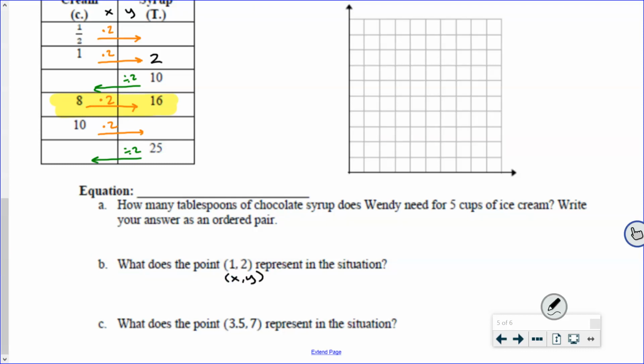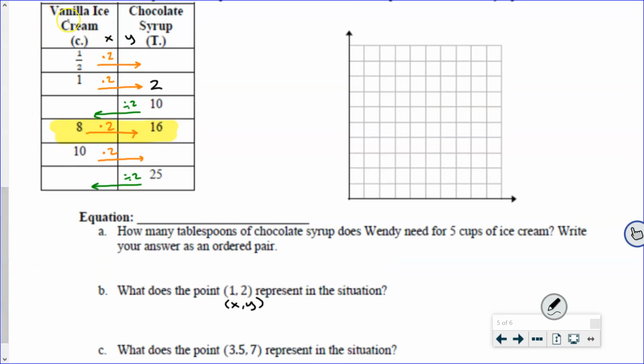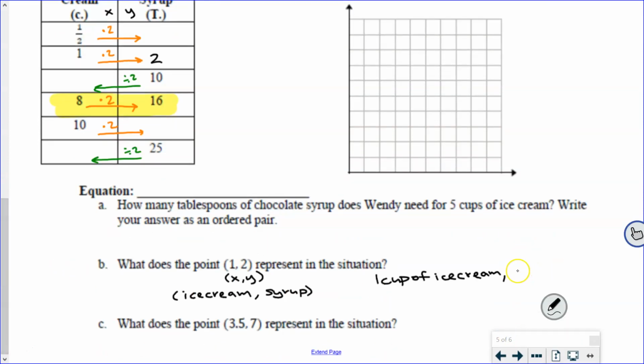What are we measuring in our x's? What does it say here in the table? Danny? Yep, cups of ice cream. So the x represents the ice cream. And the y represents chocolate syrup. So what does the (1, 2) represent? It represents 1 cup of ice cream and 2 tablespoons of chocolate syrup. And again, the rest of it is for you to do on your own.